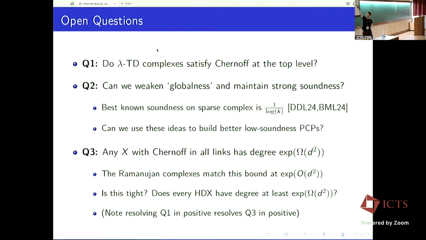But like I said in Q1, we don't actually know if these weak high-dimensional expanders satisfy Chernoff. So the question is, is this tight? Does every high-dimensional expander have degree at least 2 to the d squared, or are there better constructions, say almost matching the degree of expander walks or something like this? And like I mentioned, if you resolve Q1 in the positive, it automatically resolves Q3. You automatically get 2 to the d squared bounds, and combined with the Ramanujan complexes, this would say that this is optimal. Okay, so I'll finish up there.